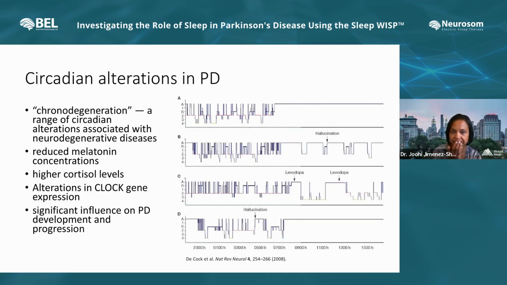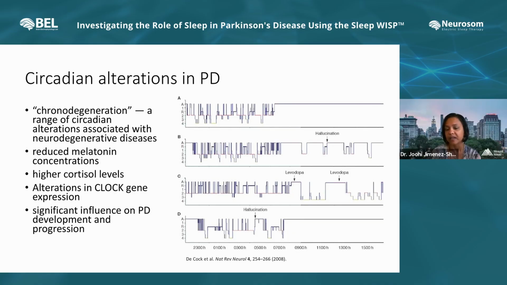Next slide. All right, this is just kind of tying this all together. So there's a number of reasons that people can have these circadian alterations in Parkinson's disease. There's this concept of chronodegeneration now in neurodegenerative diseases, where there's a range of circadian alterations that can occur. I talked to you a little bit about the melatonin changes that occur in Parkinson's. These patients may also have higher cortisol levels. There's alterations in clock gene expression. And all of these have significant influence on not only the development of Parkinson's disease, but also its progression.